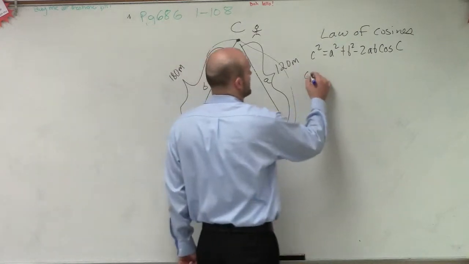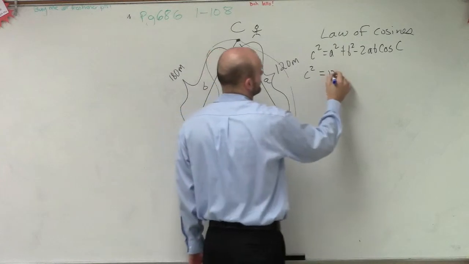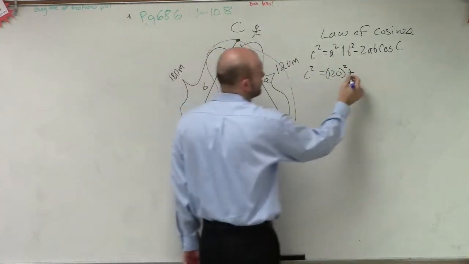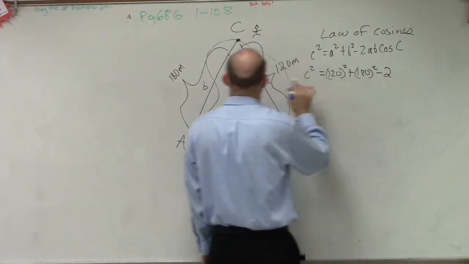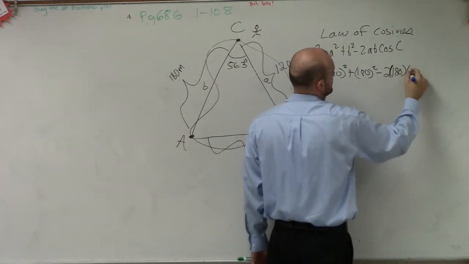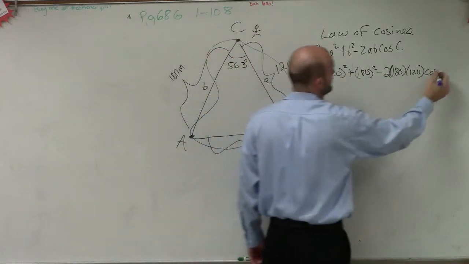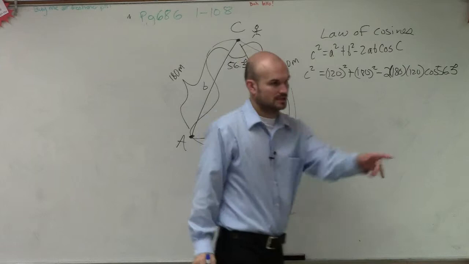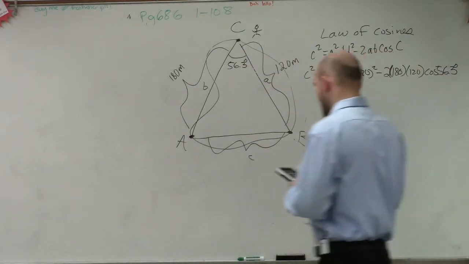That's what we're going to try to figure out. A squared is 120, and I will need a calculator here in a second, plus 180 squared minus 2 times 120 times 180 times the cosine of 56.3 degrees. Can I use your calculator? Thank you.